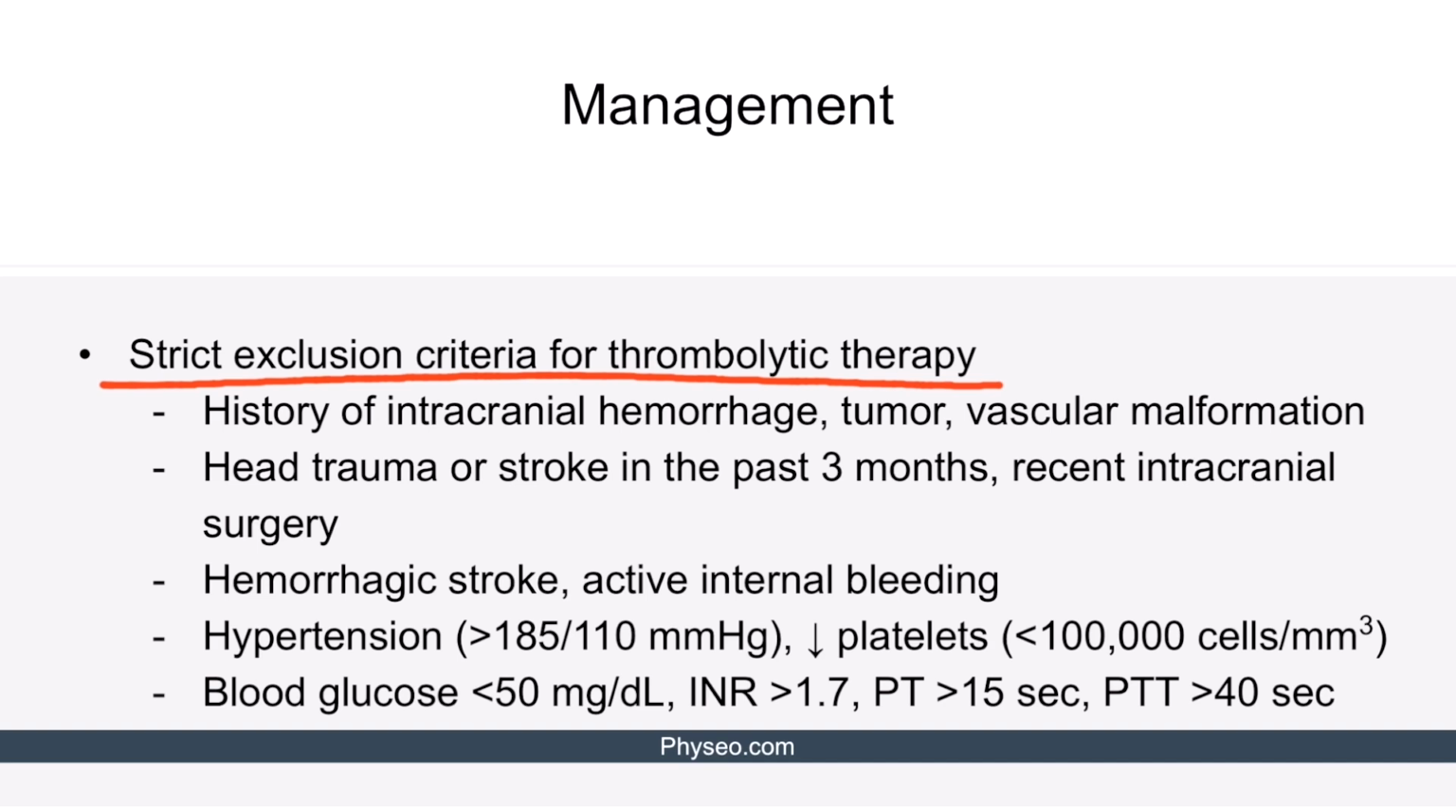If the patient presents with hemorrhagic stroke or active internal bleeding, we should not administer TPA due to risk of worsening the current bleeding. If the patient's blood pressure is greater than 185/110 or platelets less than 100,000, TPA is also contraindicated. Additionally, a blood glucose of less than 50, INR greater than 1.5, PT greater than 15 seconds, and PTT greater than 40 seconds are strict exclusion criteria for thrombolytic therapy.